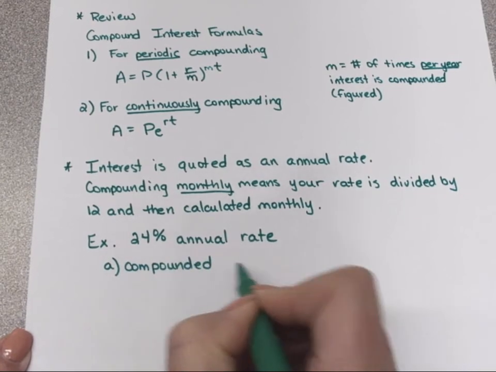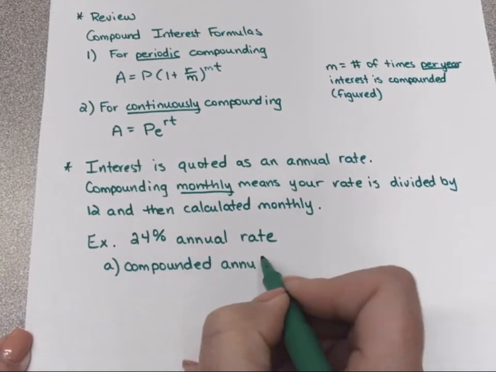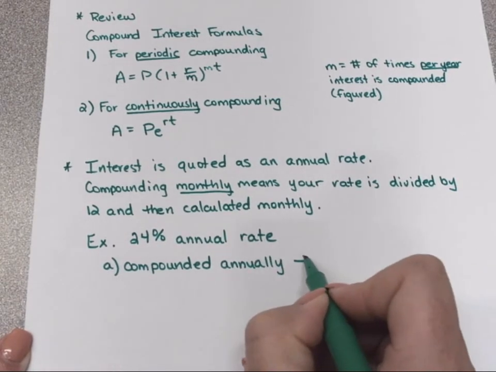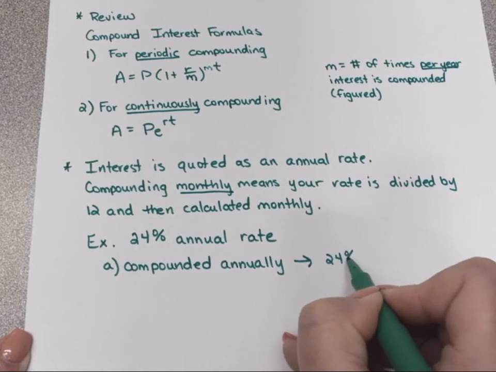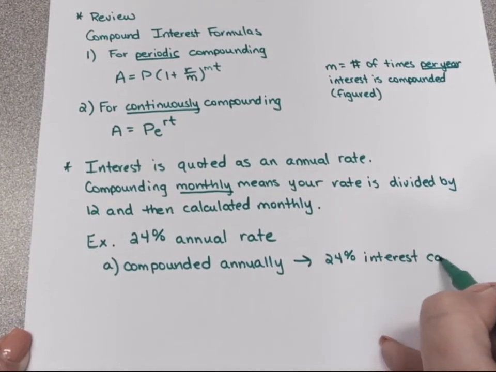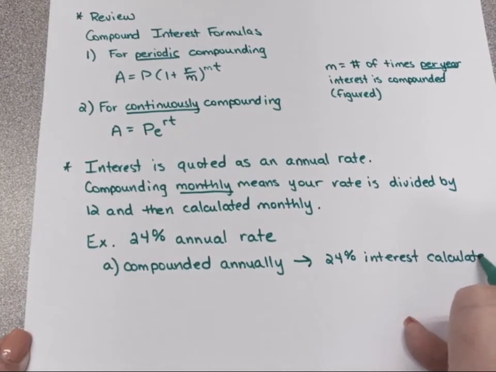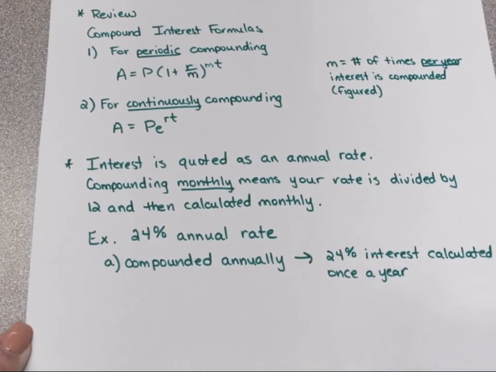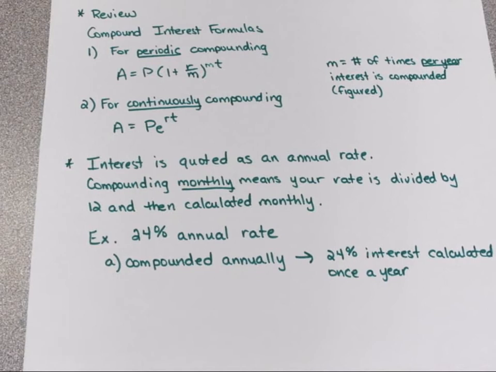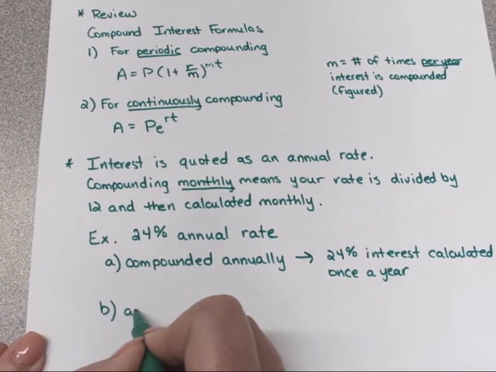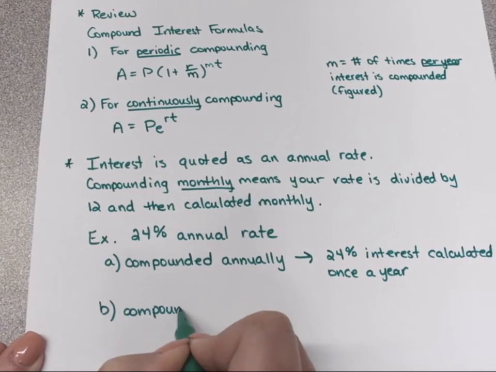So first let's look at annually. What does annually mean? Annually means once a year. So annually means 24% interest is calculated once a year. It's just what you would probably think that it is. So that's the one that works kind of like you would expect. But what happens if they change it to, say, quarterly?